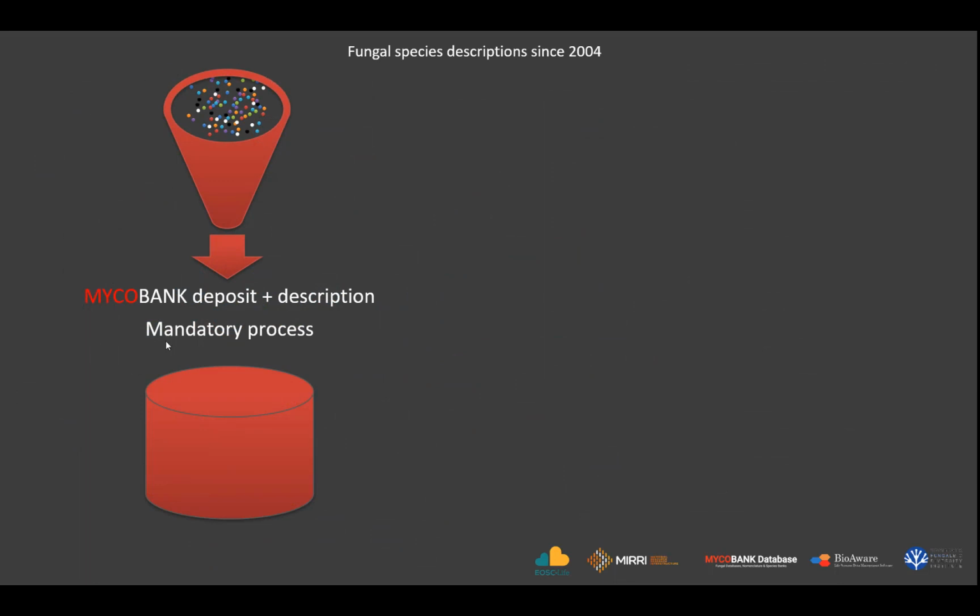And so we created a tool which we called Mycobank, where people would be able to deposit their descriptions, their type strains informations, and so on. And eventually, this became a mandatory process. So the process is the following. So researchers are depositing their data into Mycobank using an online form, and they are getting a unique Mycobank number for those deposits, for each of the deposit they do.